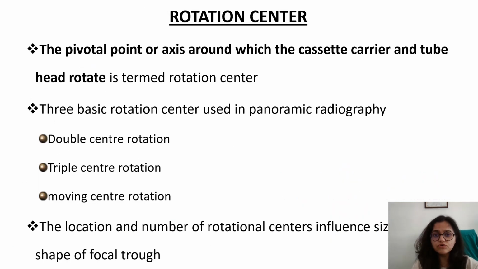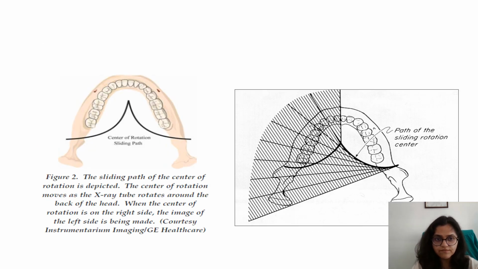If we talk about the rotation center point, this is the pivotal point or axis around which the cassette carrier and the tube head rotate, and is termed as rotation center. There are three basic rotation centers used in the panoramic radiograph. First is double center rotation, second is triple center rotation, and there is a moving center rotation. The location and the number of rotation centers influence the size and the shape of the focal structure.